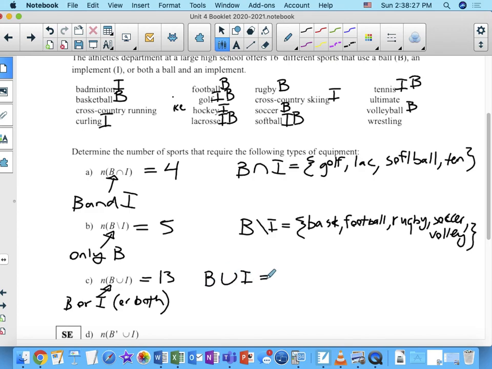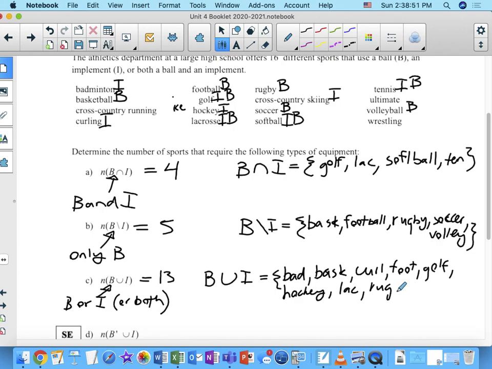B union I is, let's see, badminton, basketball, curling, football, golf, hockey, lacrosse, rugby, cross-country skiing, soccer, softball, tennis and volleyball. There we go. Okay.